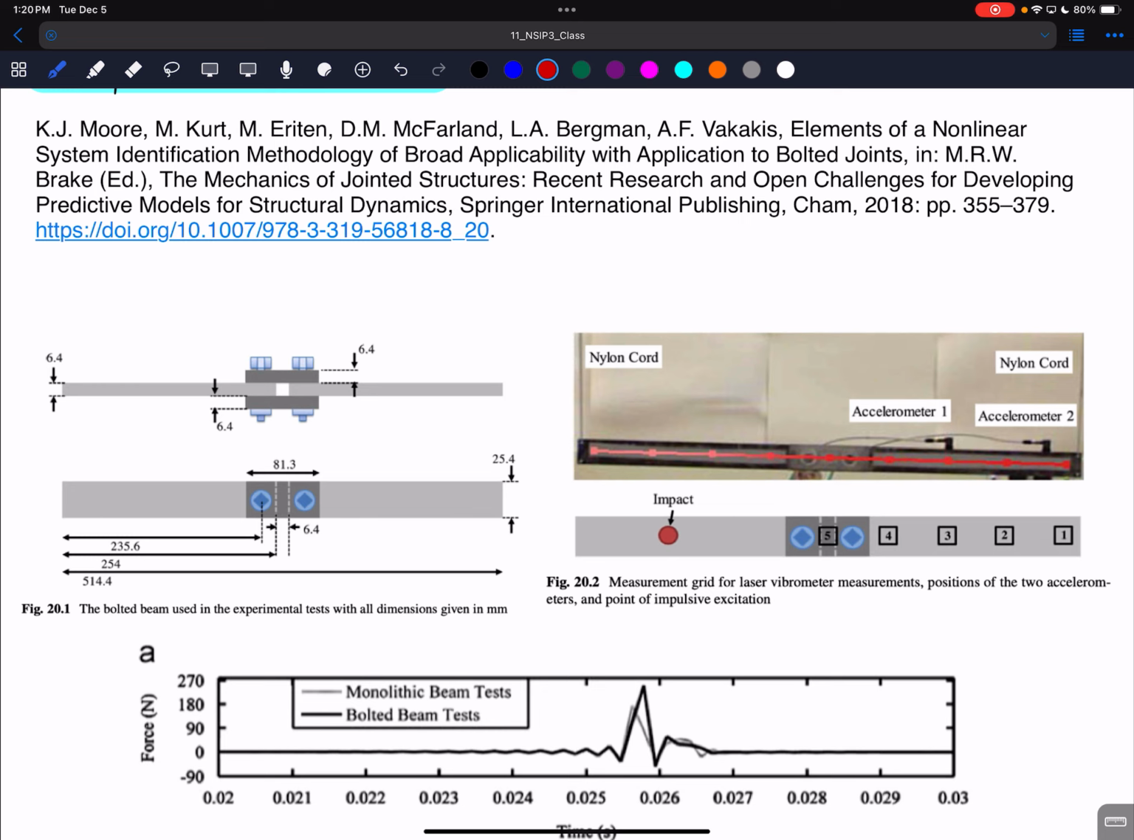So in this testing, what they did is applied an impact, shown at the location there. Then they measured the response using a laser vibrometer at the grid points shown in red there.